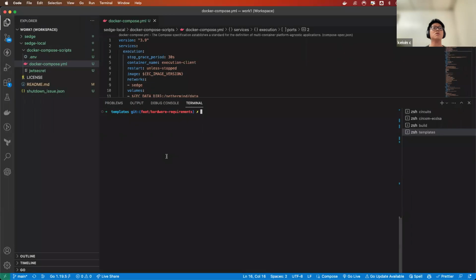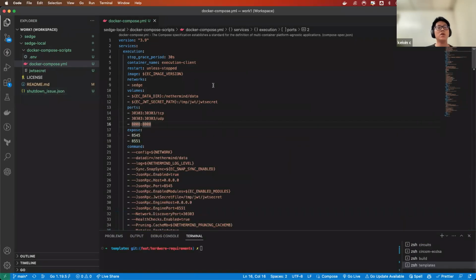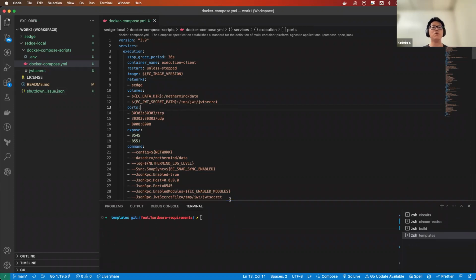What this is, I'll zoom in a bit. So this is the actual output from your Sedge CLI, if nothing goes wrong. And basically, all you need is really just this Docker Compose.yaml, and you can just run against this when you restart your laptop or computer.